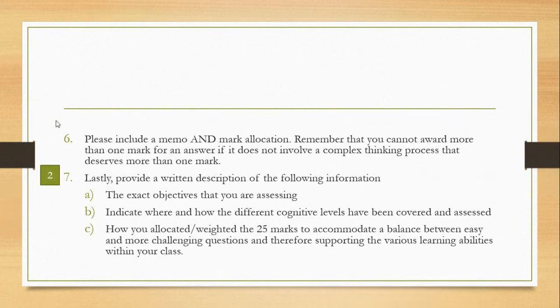include a memo and mark allocation. Remember that you cannot award more than 1 mark for an answer if it does not involve a complex thinking process that deserves more than 1 mark. Right, so that is the first part. Up to number 6 is the first part. An assignment, which is going to be used as an assessment of learning, together with a memo.